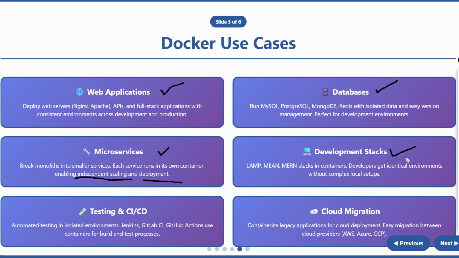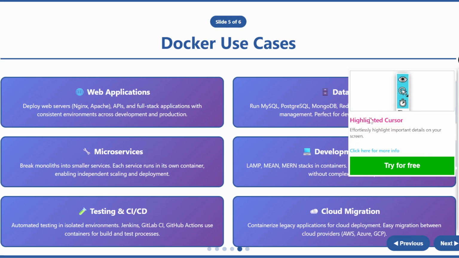And coming to the development stack, okay, where developers get identical environments without complex local setups, that is the use case here. And for testing CI/CD, like automation testing in isolated environments like Jenkins CI/CD, GitLab CI/CD, GitHub Actions, use containers for build and test process, okay. And the cloud migration, where we are going to containerize the legacy applications for cloud deployment, and easy migration between the cloud providers, AWS, Azure, or GCP will happen smoothly.